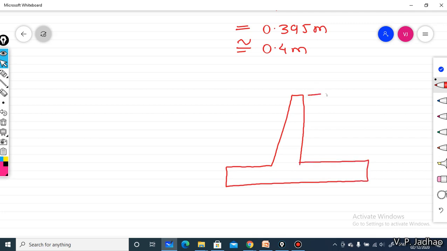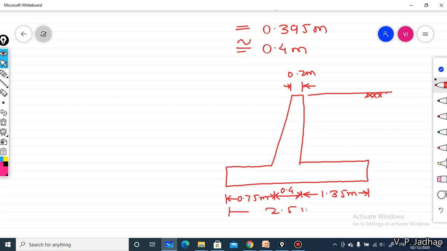Okay, this is our retaining wall, this is our top of embankment. This is 0.2 meter. This value, the base width of your stem, we got as 0.4 meter. Toe projection we got as 0.75 meter. The heel projection we got as 1.35 meter. And the total width of base slab is 2.5 meter.